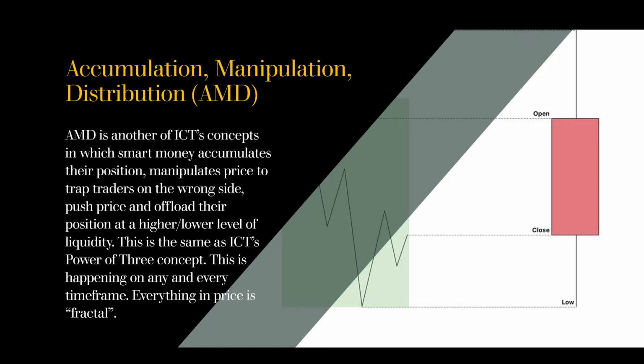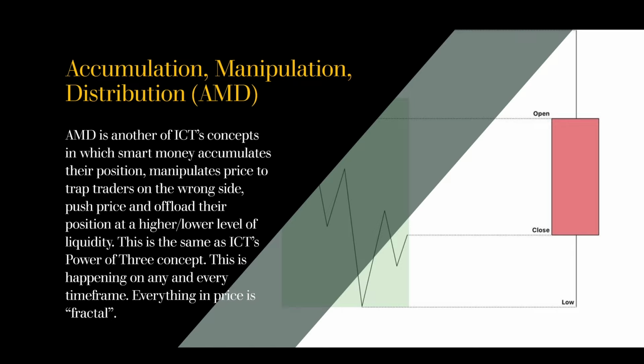AMD, accumulation, manipulation, distribution. AMD is another of ICT's concepts in which smart money accumulates their position, manipulates price to trap traders on the wrong side, and then pushes price and offloads their positions at a higher or lower level of liquidity. So this is the same as ICT's power of three concept. This is happening on any and every time frame.